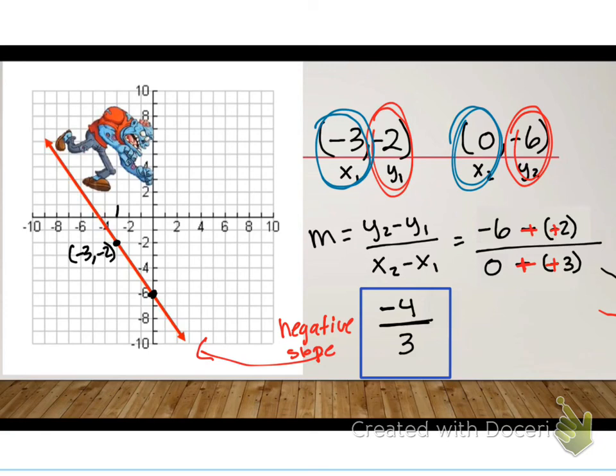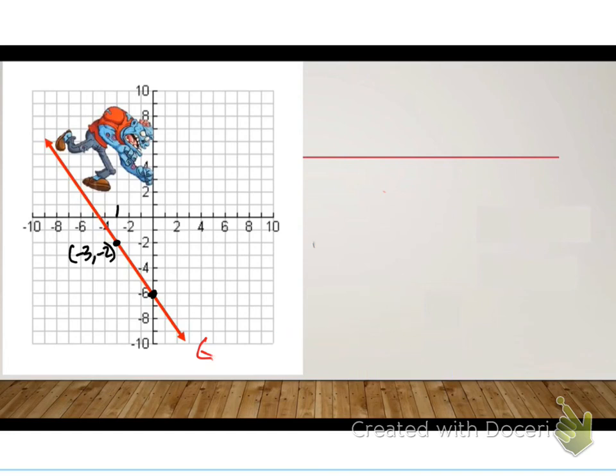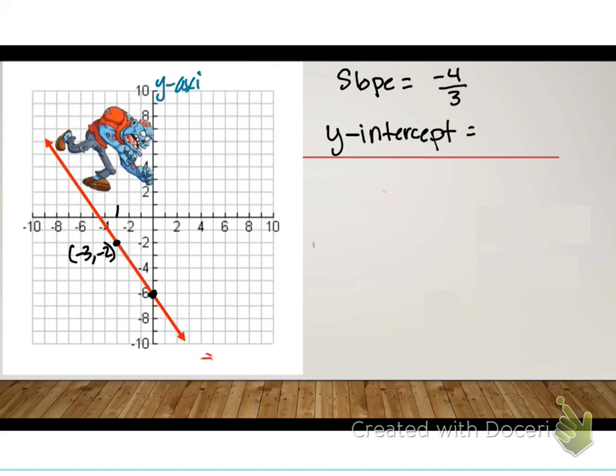Let's go ahead and write it as our equation. Slope is equal to -4 over 3. Our y-intercept, let's see what it is. So our y-axis is going to be here, right? And it crosses right here at -6, at -6.